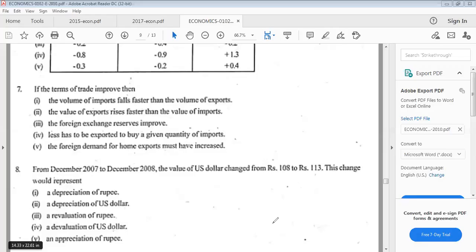See this MCQ. This is 2010 paper, part 2, question number 7 MCQ. Quickly find out the answer for this 2010 paper. Find the answer quickly.